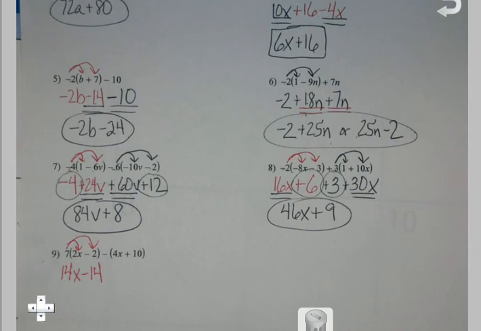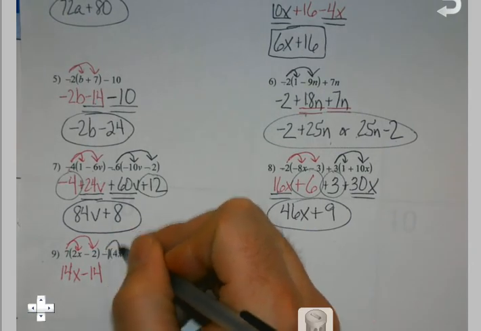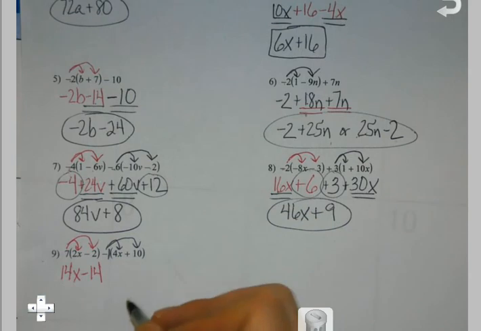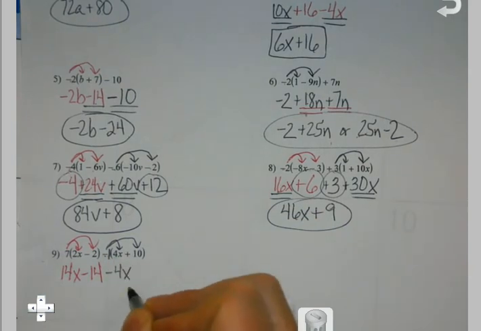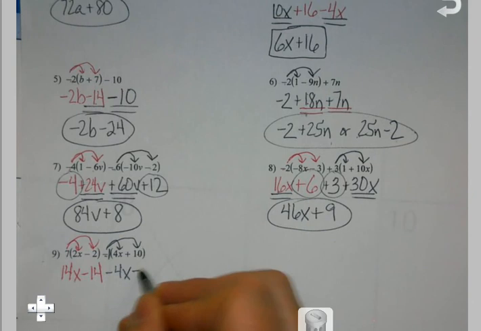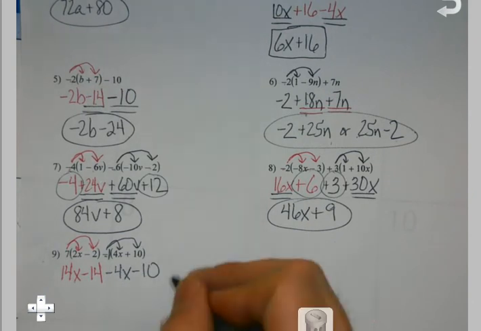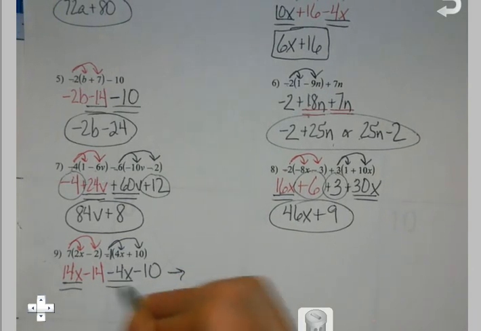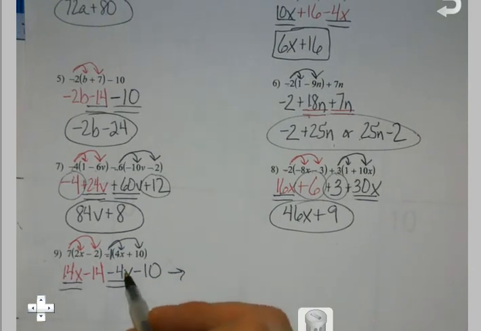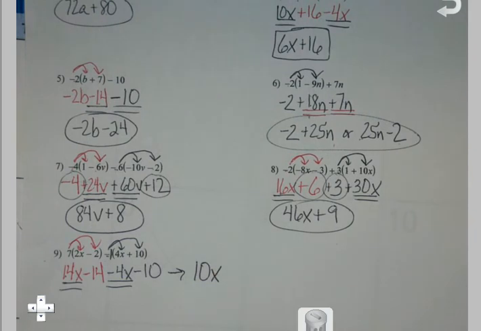Yeah, it's like it's a -1. So basically, when I have -1, I'm just changing the signs on these. So -1 times 4 is -4. -1 times 10 is -10. And then again, we'll put the like terms together, but watch your signs. It's not 14 plus 4, it's 14 minus 4. So that's 10x.